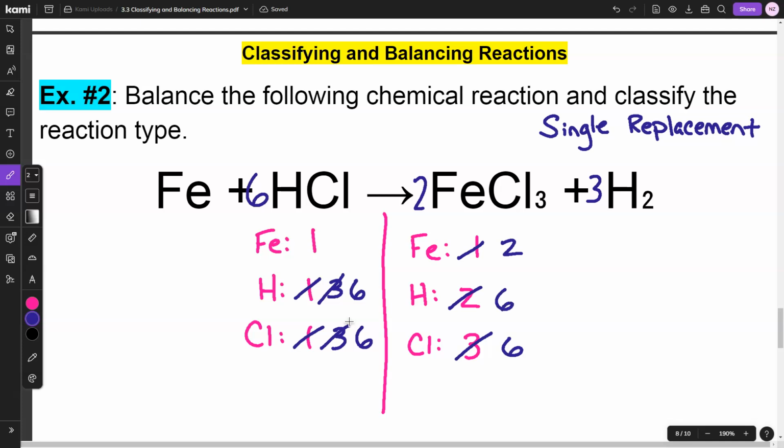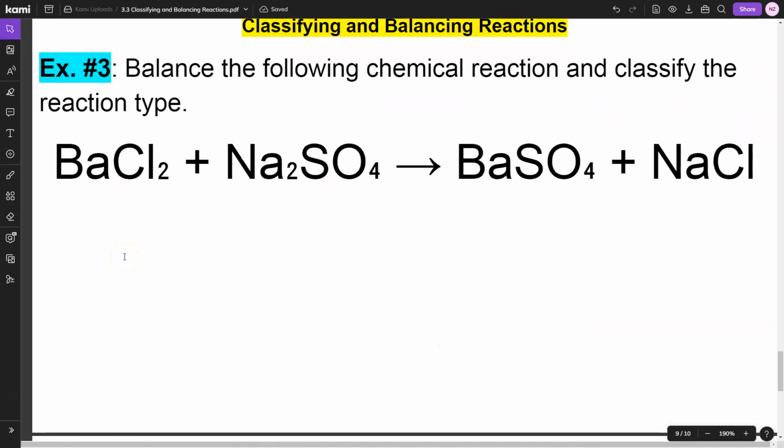All right, and last but not least, let's go ahead and balance our iron. So let's put a 2 in front of our iron. 2 times 1 makes that a 2. Okay, and we are balanced. All right, let's move on to this next example.